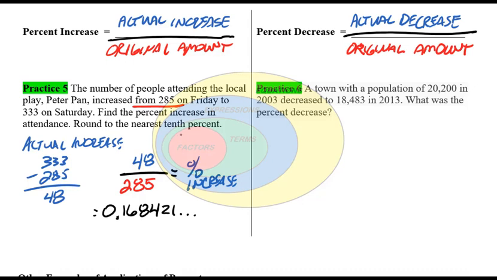Well, we want to round to the nearest tenth of a percent. If I convert this to a percent, I move the decimal place over twice. So the 8 would be the tenth of a percent, and the 4 after it tells me to leave it. So this is approximately 16.8%. This would be a 16.8% increase.